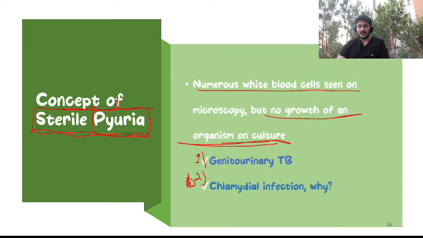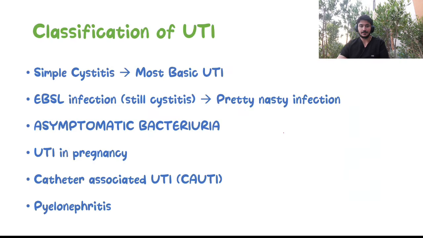Why do we have chlamydia infection? Because if I remember correctly, chlamydia does not have a cell wall, so you'll not be able to see it on microscopy or gram stain. As for TB, it will take weeks and weeks for TB to grow. So when you take the sample initially, it's not going to show any TB, so it's going to appear as sterile pyuria. So remember these two, it's really important.